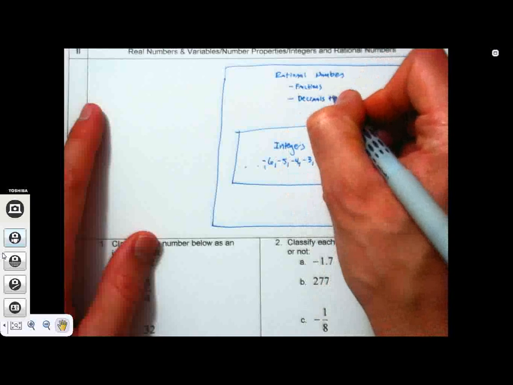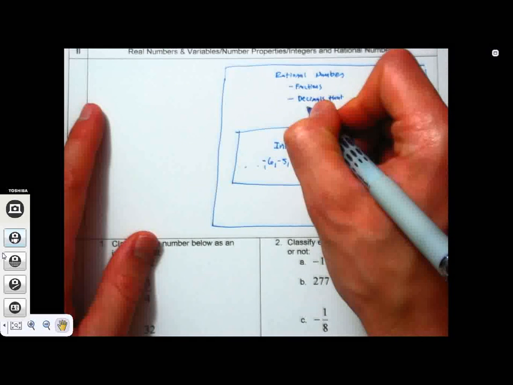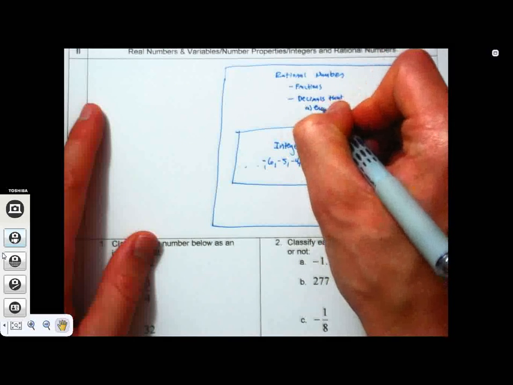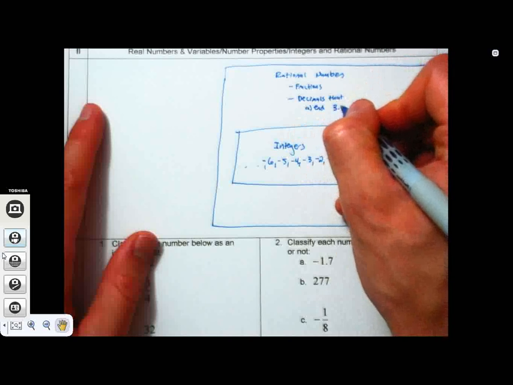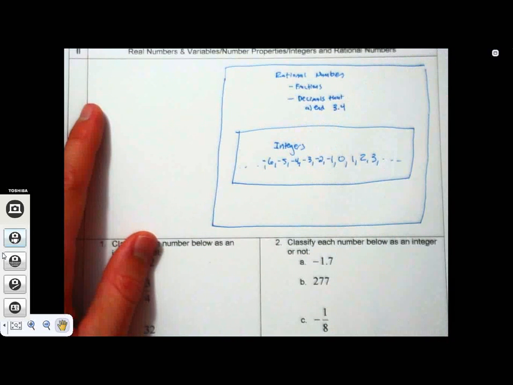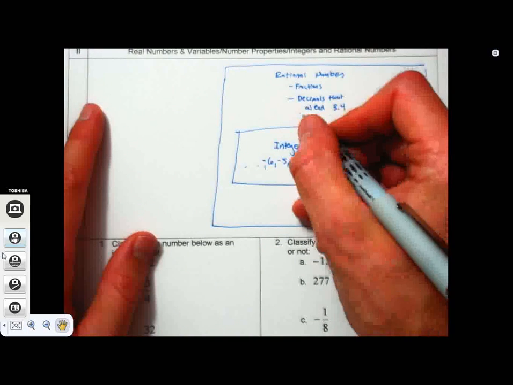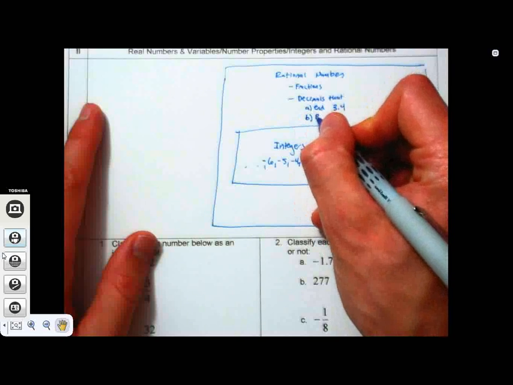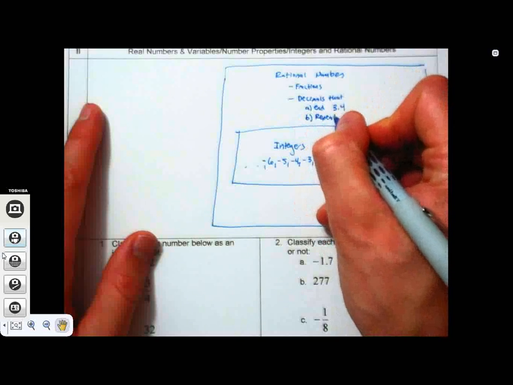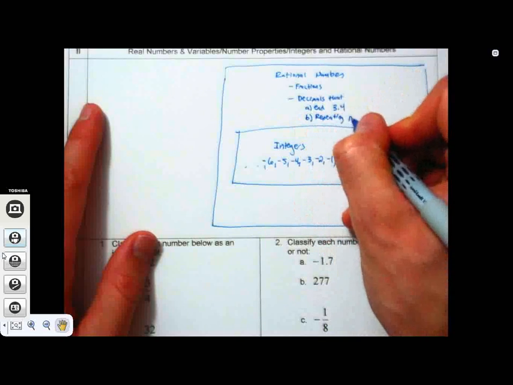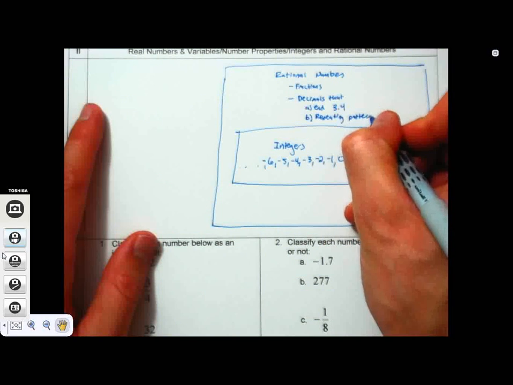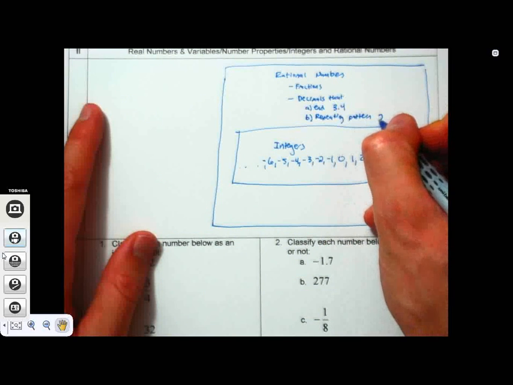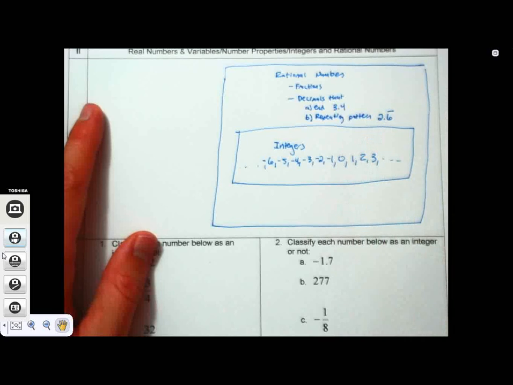So decimals that either end, like 3.4, that decimal ends because the last non-zero digit is a 4, or decimals that have a repeating pattern. So, for example, 2.6 repeating is a rational number because it's a decimal that repeats.